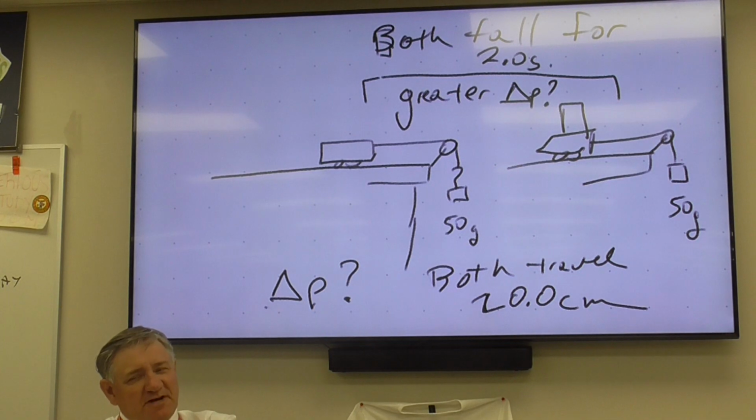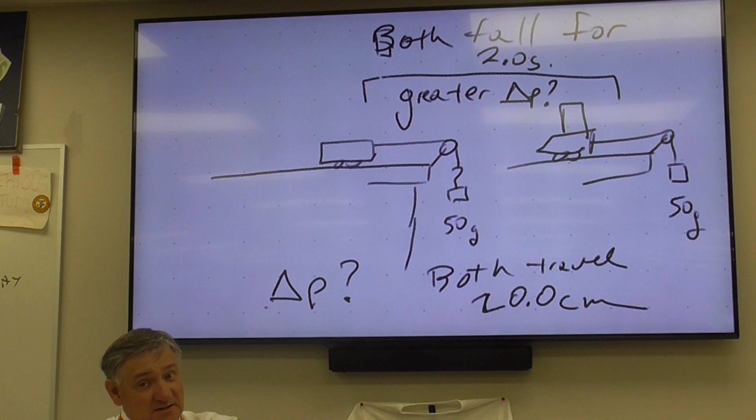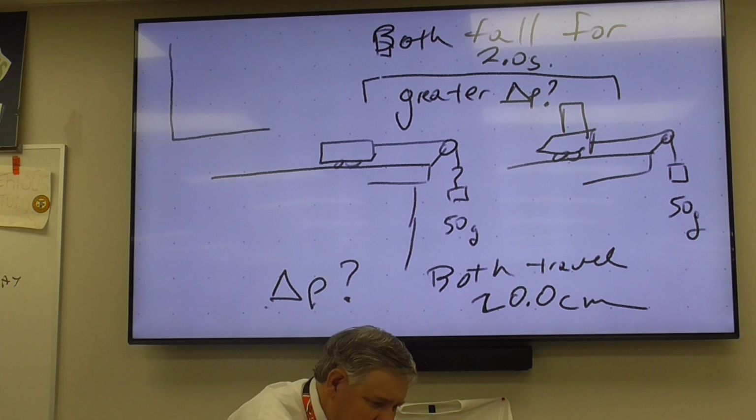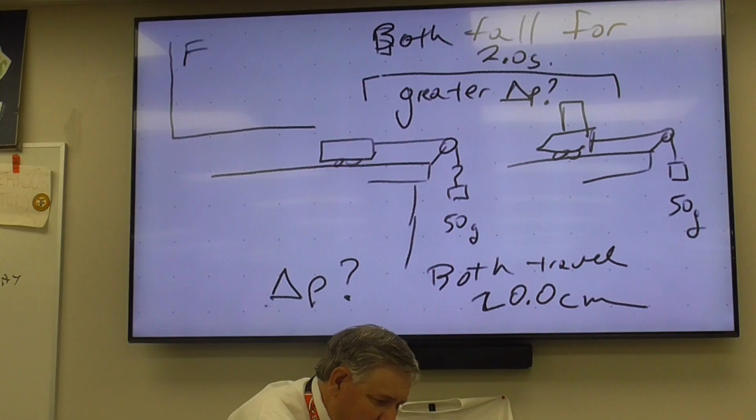What are the two ways you can calculate change in momentum? Mass and change in velocity. And force times time. So if you were to draw a force-time graph, same amount of force, same amount of time.